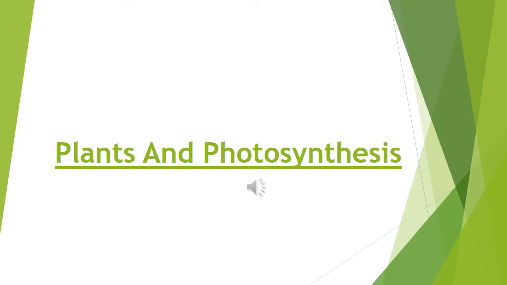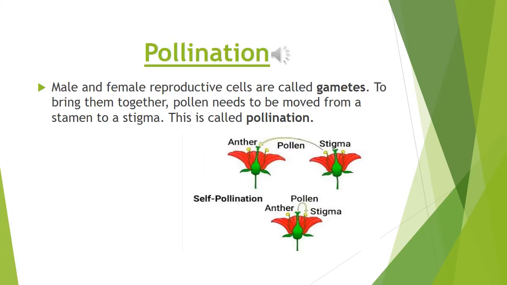So today we are going to continue our topic flower and seed dispersal in chapter 2, plants and photosynthesis. Pollination. Pollination is the transfer of pollen from the anther of a flower to the stigma of the same flower or another flower. Many flowers can self-pollinate.